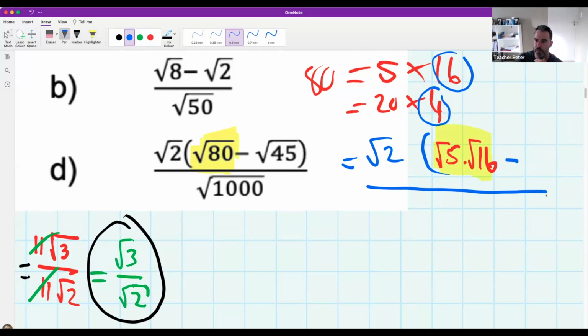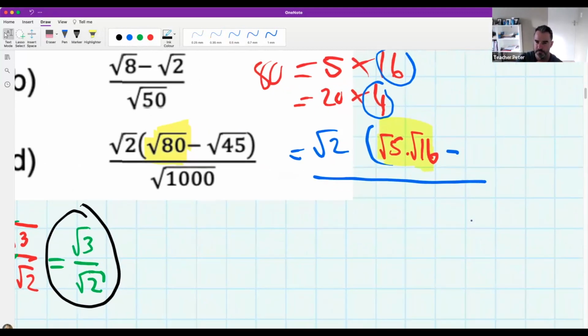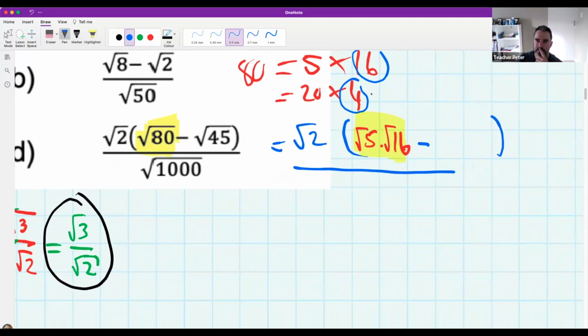Now, what should I break 45 up into? What should I break 45 up into? Well, you guys are on it. 5 times 9. Yes. So we'll go square root 5 times square root 9. So we've dealt with the top one. But now we have to confront this 1,000.